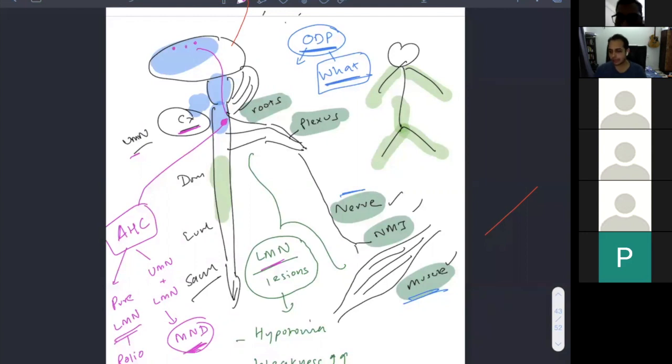Okay, so I think that covers it. Tomorrow we will talk about paraparesis. So your upper limbs are normal and only your lower limbs are involved. How do we approach a case of paraparesis? Cool.